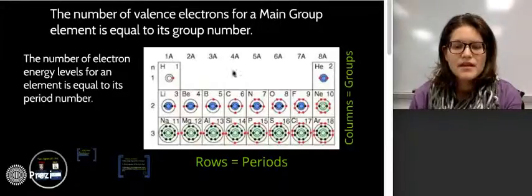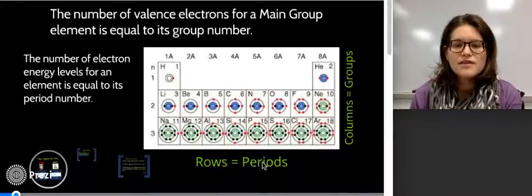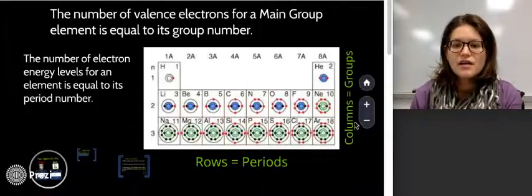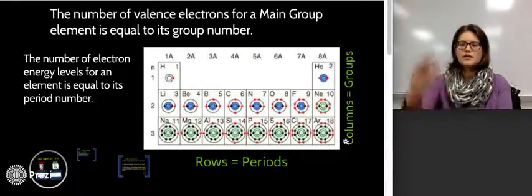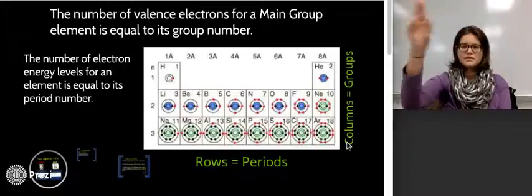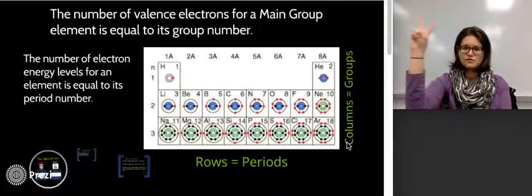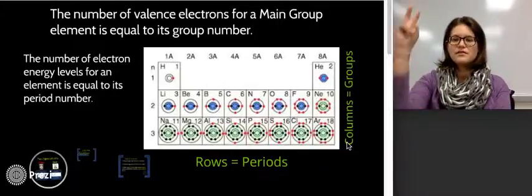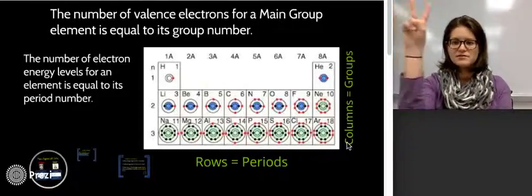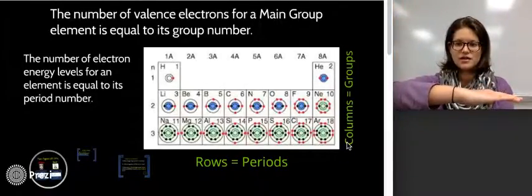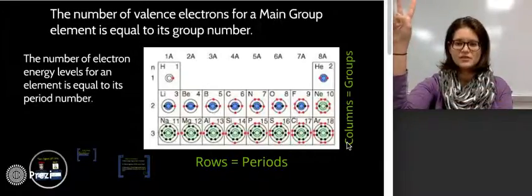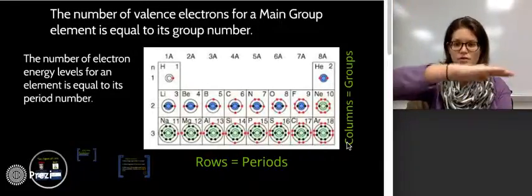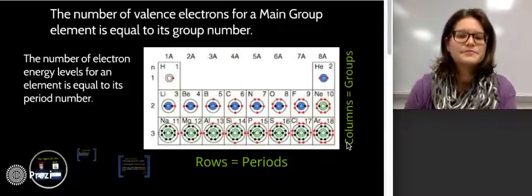So your rows are the ones that go horizontally and the columns are the ones that go vertically. So remember, groups, periods. Groups, periods. So that's how you can remember that the groups are the vertical ones, the columns, and the rows are the horizontal ones, the periods.